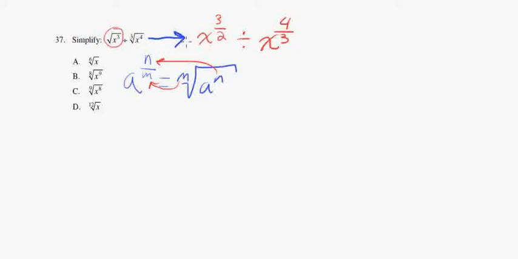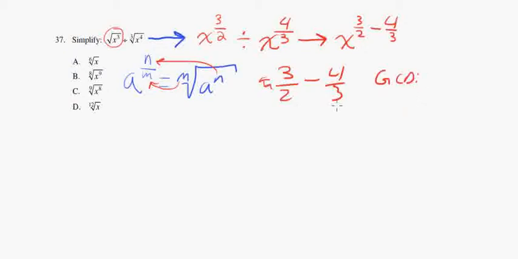Now here, when we have two numbers with exponents being divided by each other, all we need to do is subtract their exponents. So this will be 3 halves minus 4 thirds. If you remember fraction subtraction, we have to get the common denominators. So the least common denominator of 2 and 3, not greatest common denominator, least common denominator.